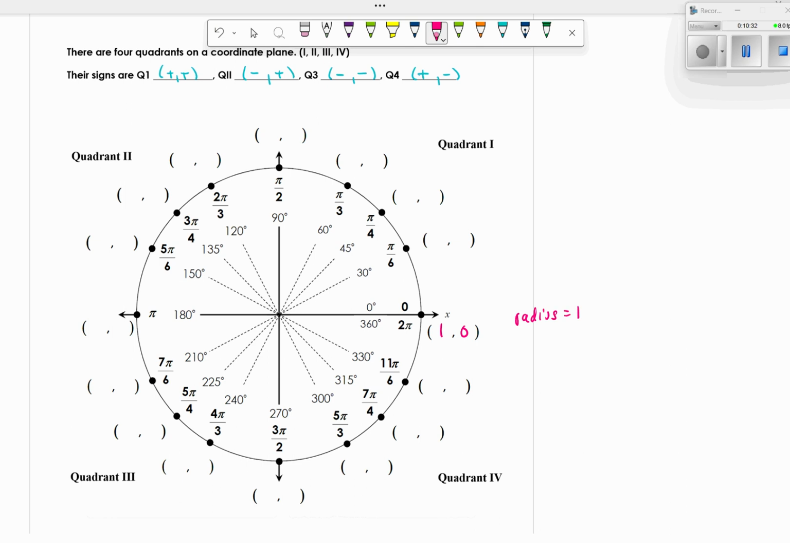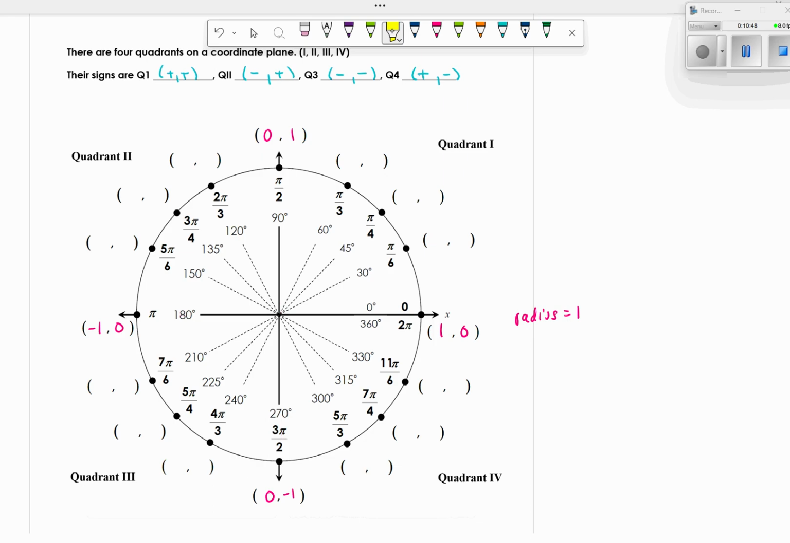So that means we're going over 1 up 0. Then for this one, we would be going over 0 and up 1. Over here, this would be negative 1, 0. And then down here would be 0, negative 1, because we're going over 0 and down 1.